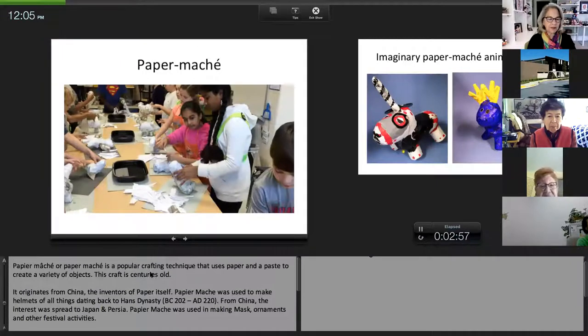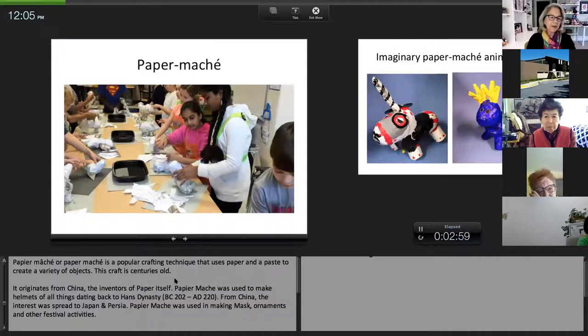And this will look familiar to most of you. Here I am at Fernbank doing paper mache with my fifth grade students. Paper mache has been a popular craft technique for centuries. It originated in China, where actually paper itself was invented. And going back to the Han dynasty, they used to make helmets out of paper mache. This was one of the kids' favorite projects.